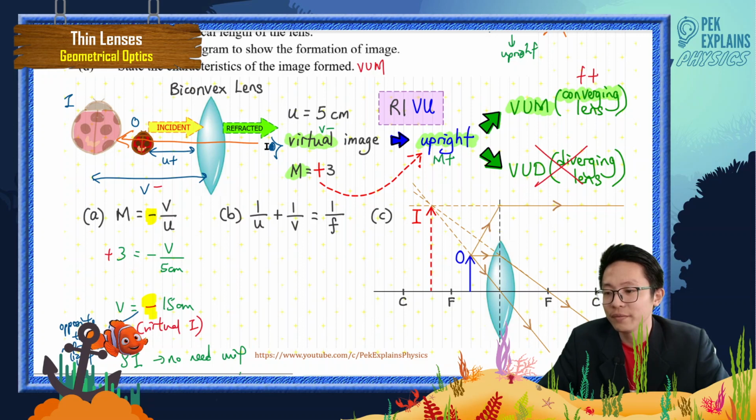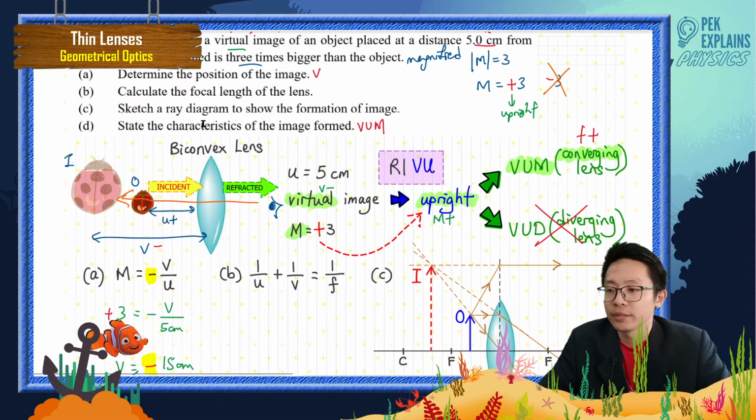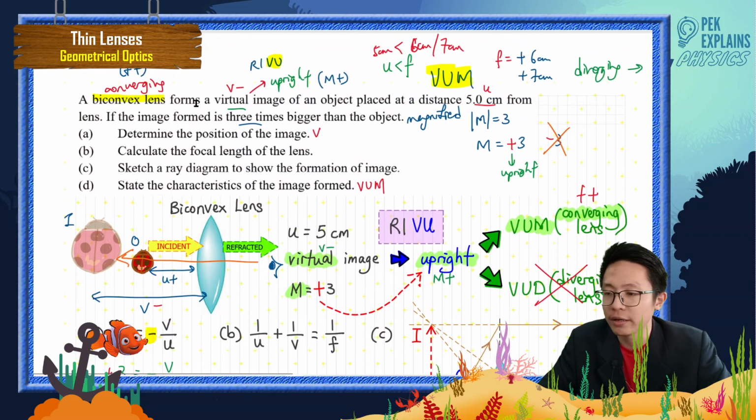If the observer is over here, seeing the lights come from the ladybird, the lights from the ladybird are refracted to your eyes. When the light enters your eyes, you see a bigger ladybird, an upright image, a magnified upright image through the lens. Okay, so now calculate the focal length of the lens.